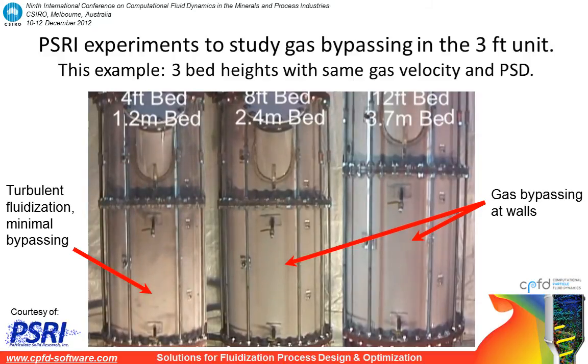On the far right, the situation is even worse, where you can see that the gas bypassing is constant along the walls of the bed. And there may be even more gas bypassing going on in the middle, but the experiment doesn't allow you to observe any deeper than what's happening at the walls.